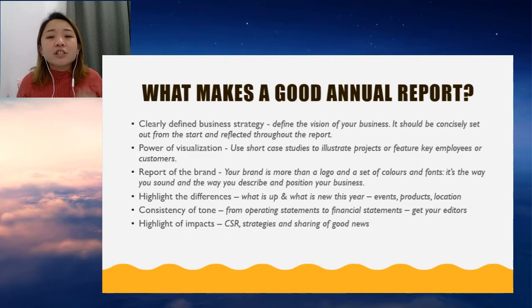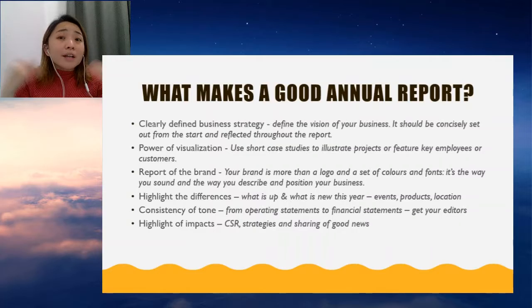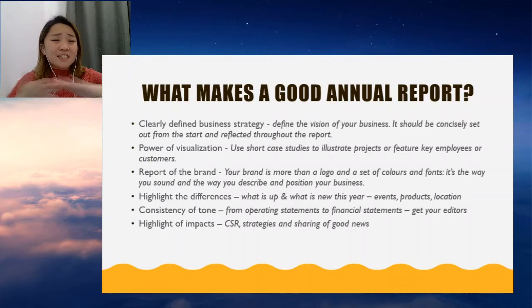Okay, consistency of tone from the operating statement to the financial statement. Are you consistent in the way you explain your things? Some people, in the operating statement, say, oh, our target this year or our focus this year is going to be on the environment. The next thing you know, when you talk about your CSR project or your financials, you see that a lot of the company's money is being spent on some other things other than the environment. There's nothing about the environment within it. So your tone is not consistent throughout your annual report. So you have to make sure of that. When you are analyzing an annual report, do watch out for the consistency of tone. From the beginning to the end, is the company consistent in the way they project themselves?